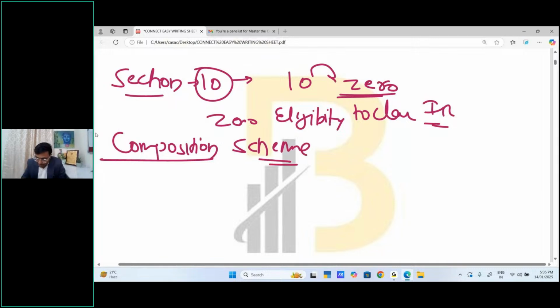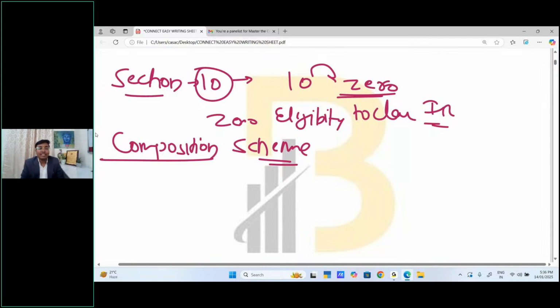This section is related to the composition scheme under GST because we have two schemes in total. One is regular, another is composition. In case of regular, the taxpayer is paying the tax at a normal rate and claiming the input tax credit. But in case of composition, the taxpayer is paying the tax at a concessional rate and is not eligible to claim the input tax credit. If the turnover of the taxpayer is up to 1.5 crore rupees, the taxpayer can opt for the composition scheme.